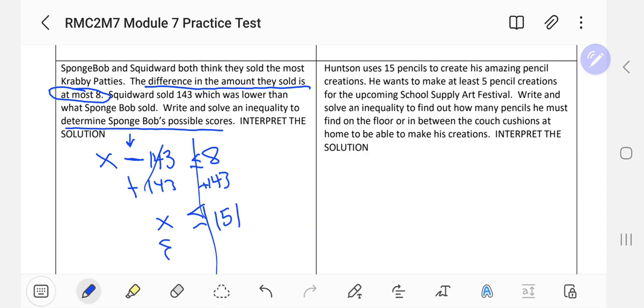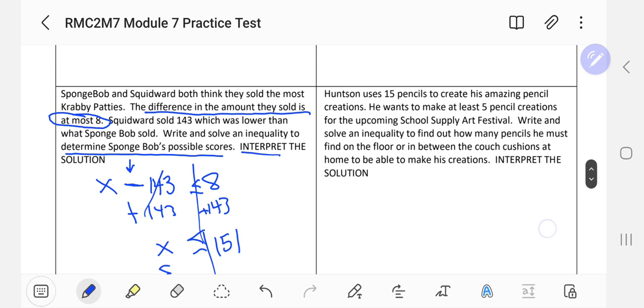So SpongeBob could have 151 or fewer. That would be our interpretation. He sold 151 or fewer. Now, really, 20 or 15 wouldn't really be a solution, because it also can't go below 143, but we won't get that technical.